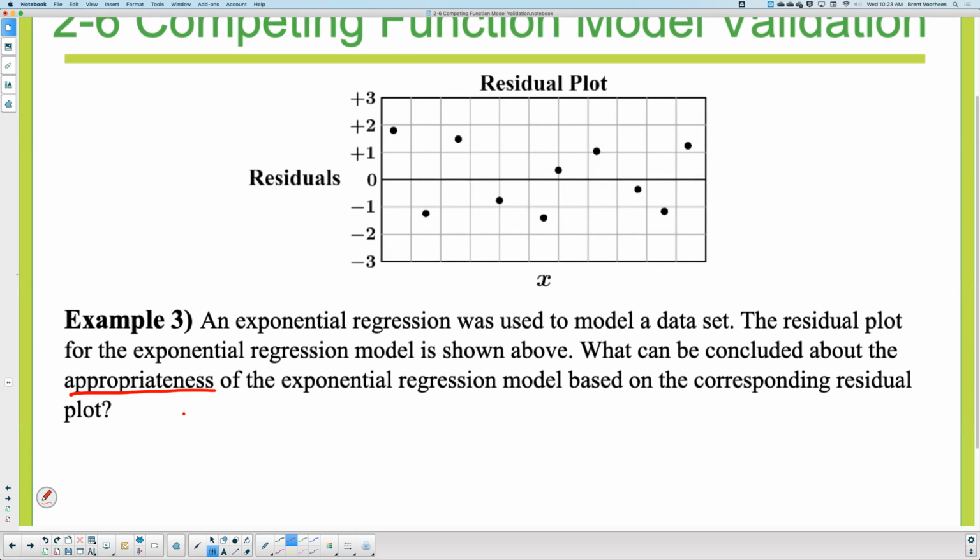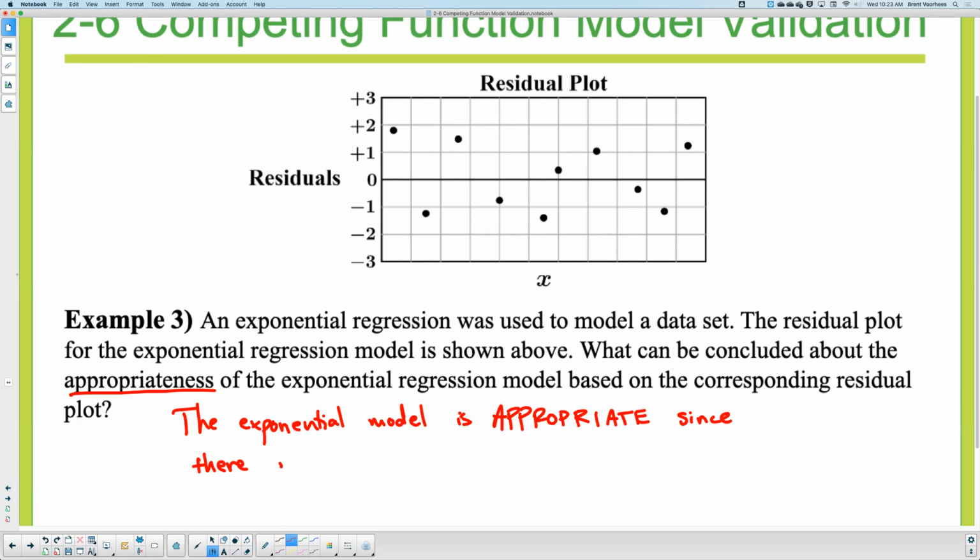You could say the exponential model is appropriate. I'm going to write this word, appropriate. Here comes some spelling. Appropriate since why? Why is it appropriate? Since there is no distinct pattern.